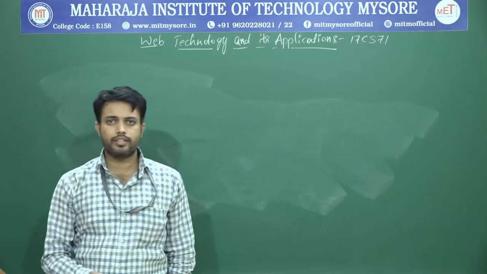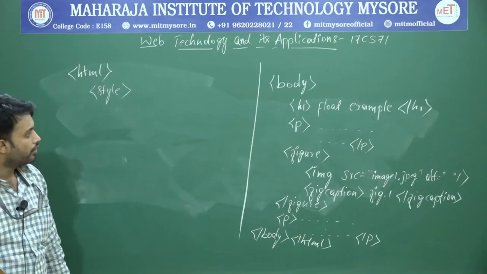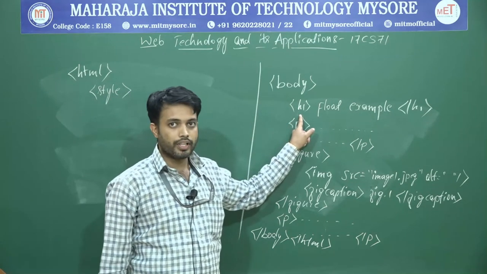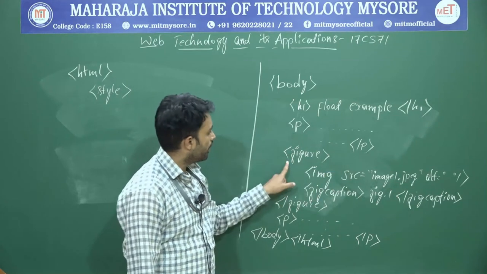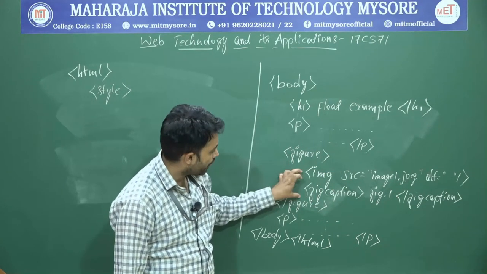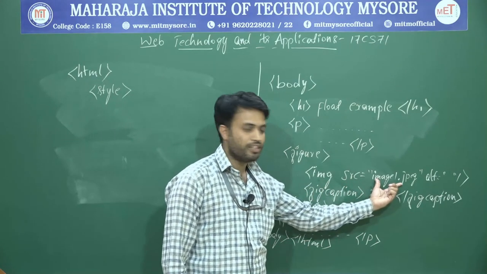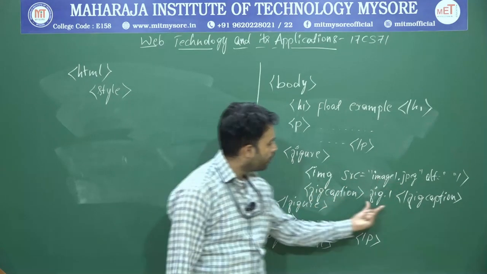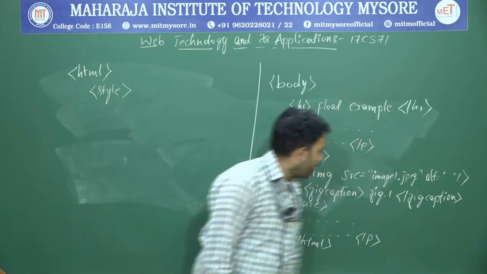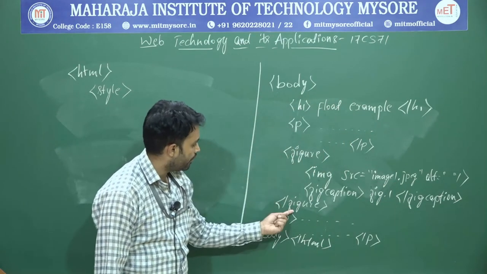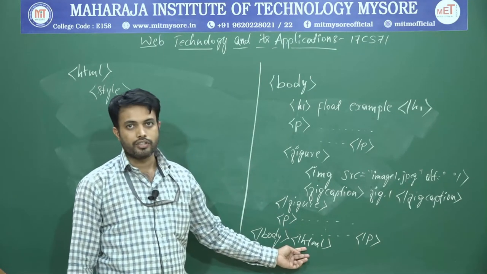Okay, let us consider an example of a floating element. So within body I have defined an h1 tag, that is float example, followed by a paragraph. Then a figure, and within the figure I have defined two more tags, one is an image, which will display this image, and again figcaption, which is the caption I have given for this image1.jpg. I have closed the figcaption, and again closed the figure, followed by a paragraph, and again I have closed the body, and then HTML.